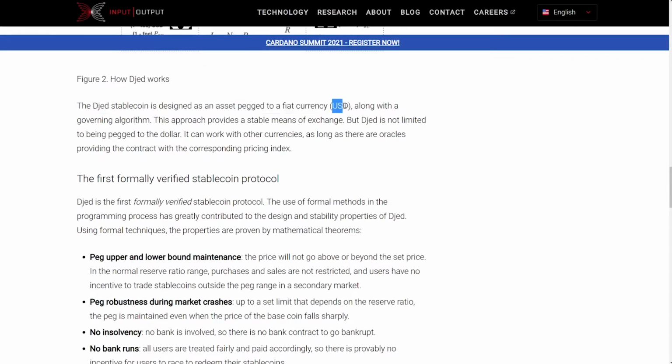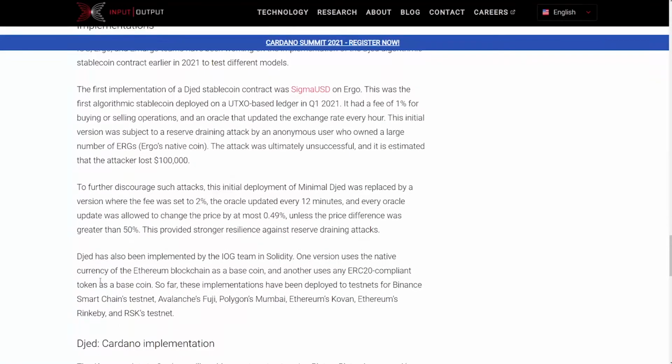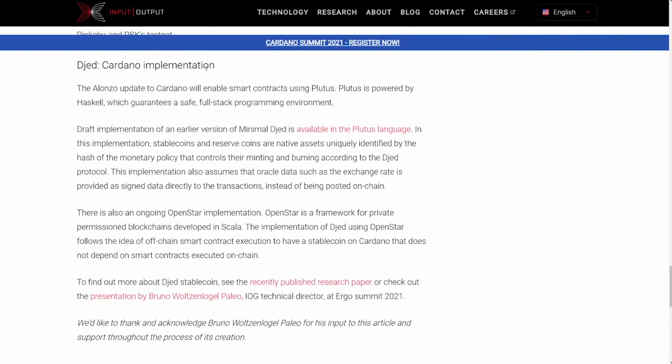by default is USD. However, it is not limited to being backed to the dollar. It can also work with other currencies as long as there are oracles providing the contract with the corresponding price index. And there will be two versions of DJD, so a minimal DJD and the extended one. And actually the teams have been working since early 2021 to test different models using this new stablecoin, and the Cardano implementation will be possible thanks to this ALONZO update.